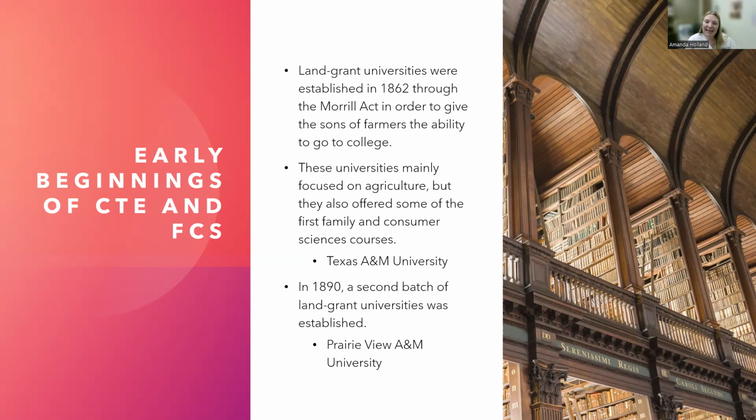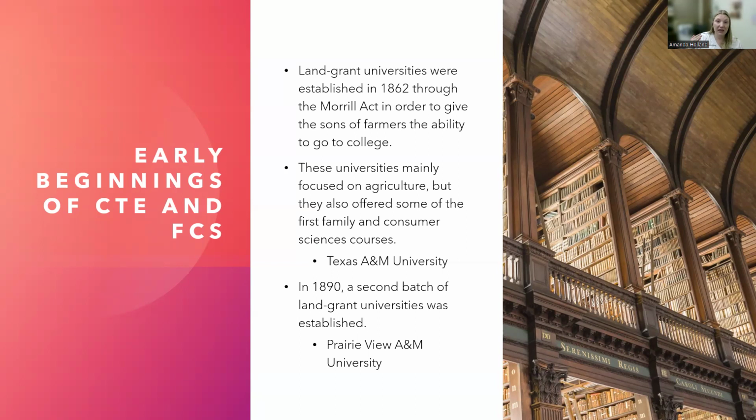So in 1890, a second batch of land grant universities was established, and that was for the sons of farmers who were Black or African American, because they were not allowed to go to most universities, especially in the South, because of segregation. So here in Texas, that is Prairie View A&M University.